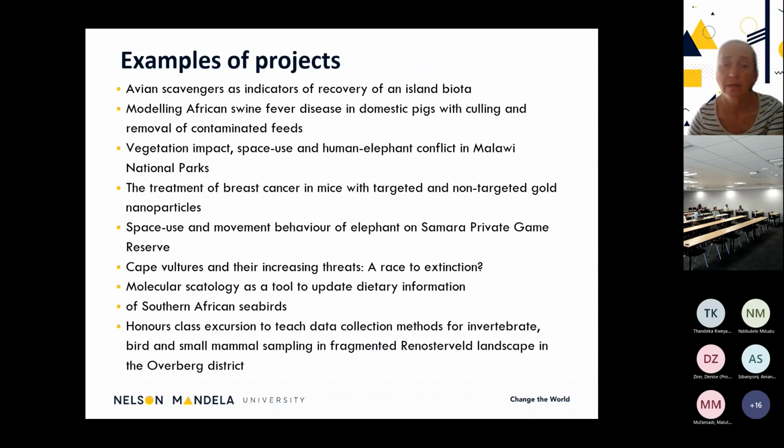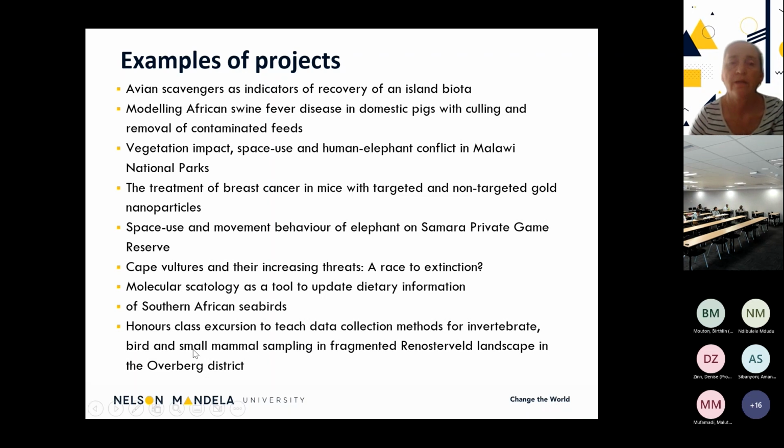And then there was recently an honors class excursion to teach data collection in bird and mammal sampling in Renosterveld landscape in the Overberg in the Western Cape. And they went into nature reserve farms, and they were looking at animals and some basic sampling of animals and how to catch animals. So it also needed ethics approval.